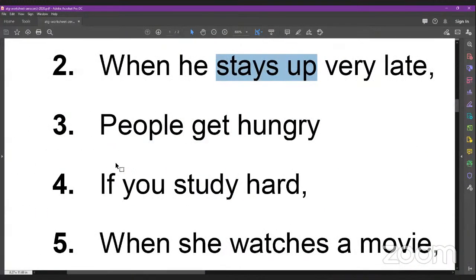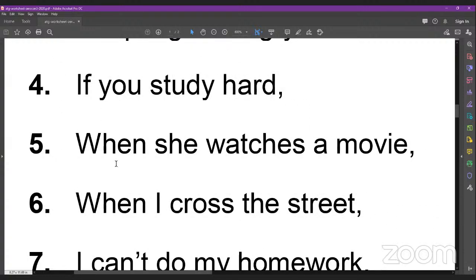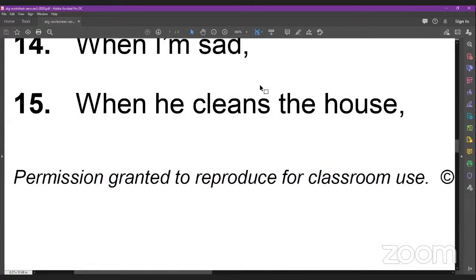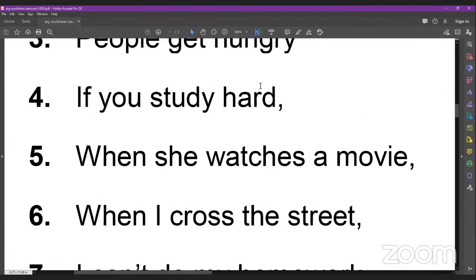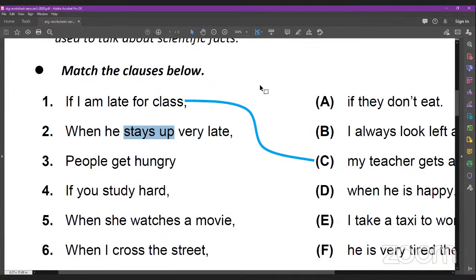Number 3, people get hungry. A las personas les da hambre. Number 4, if you study hard, si te esfuerzas estudiando. When she watches a movie, cuando ella ve una película, and so on. So there are 16 different clauses, and I want you to match them with the second column. All right, try to make them make sense, right? No nonsense. I need sentences.